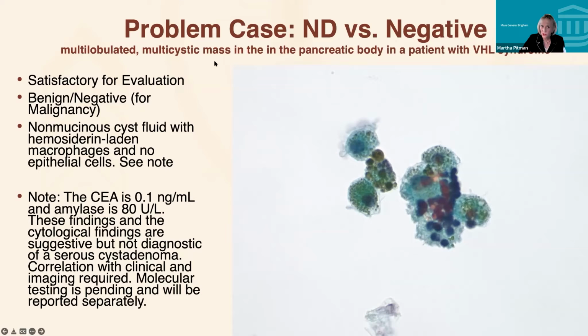It kind of goes along with the imaging and the clinical history. It's more likely a serous cystadenoma, not definitively diagnostic. If I had molecular testing, maybe they'll find a von Hippel-Lindau gene mutation in that cyst fluid, which would add support to that being a serous cystadenoma. So there are nuances between negative and non-diagnostic. Can you at least give some information that is helpful to the clinical team, or is it completely not helpful at all?